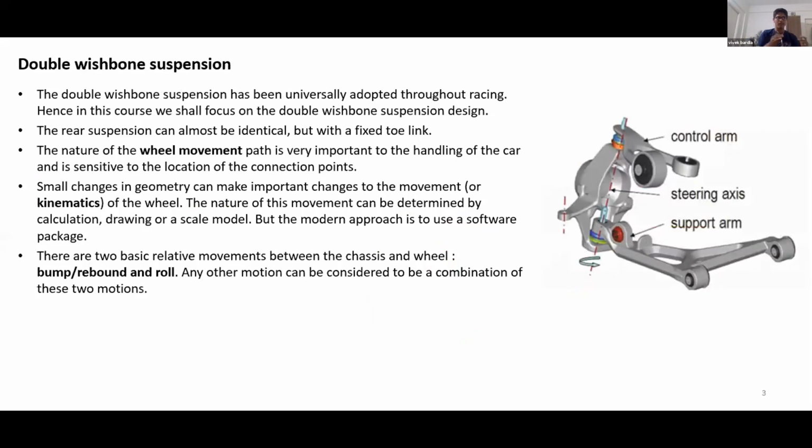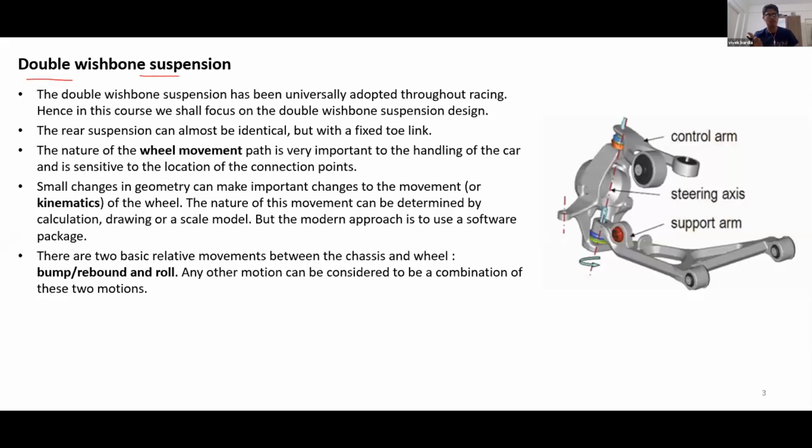All right, so now we narrow down. The first slide was about all suspensions in general. Now we go ahead with one particular suspension, that is the double wishbone suspension. The double wishbone suspension has been universally adopted throughout racing. You will see that most of the race cars use a double wishbone suspension. So we will focus all our efforts on understanding the double wishbone suspension as well as optimizing it for your application.